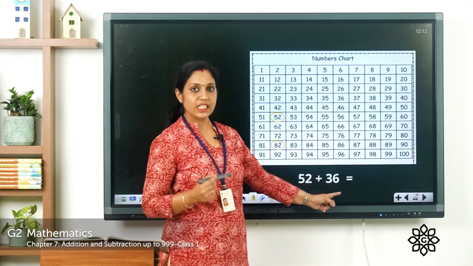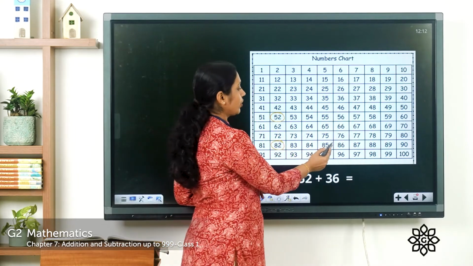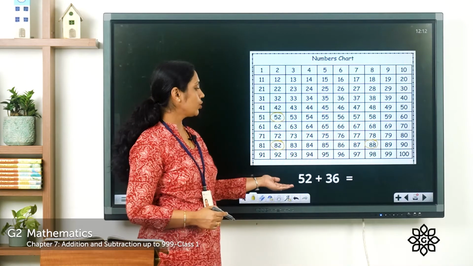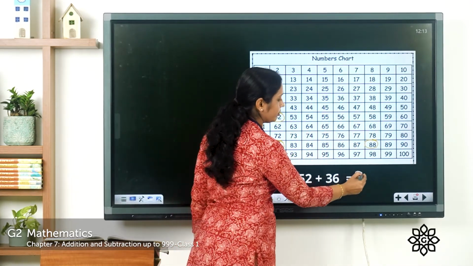And here we have 6 ones. So that's 6 steps we have to move to the right side. 1, 2, 3, 4, 5, 6. So we reach the number 88. 52 plus 36 is equal to 88.